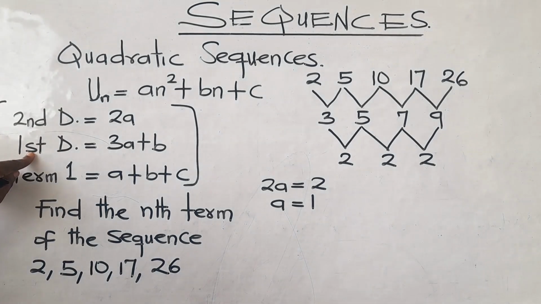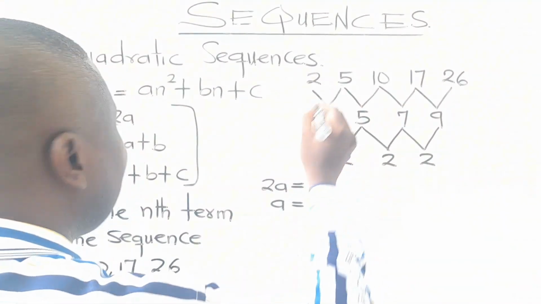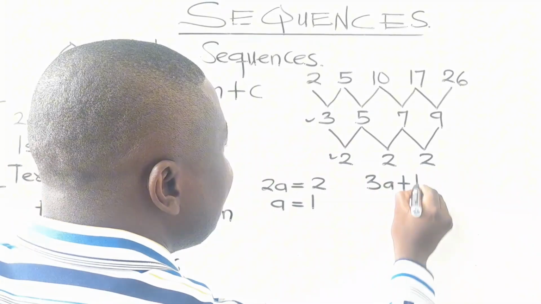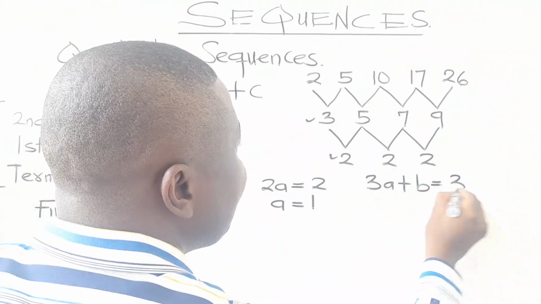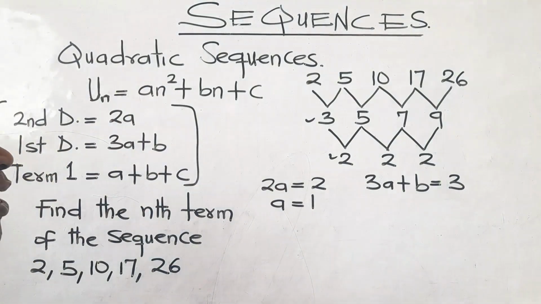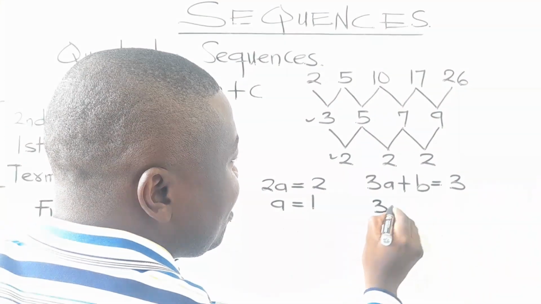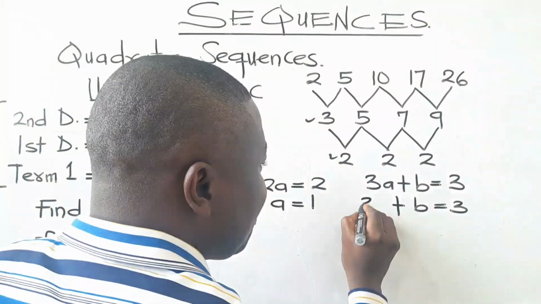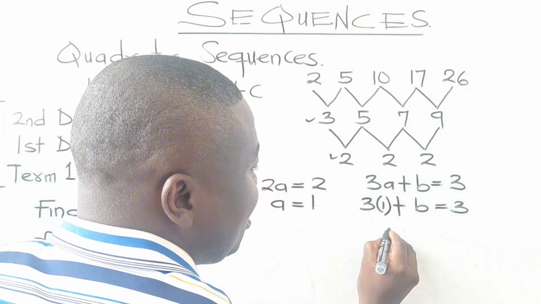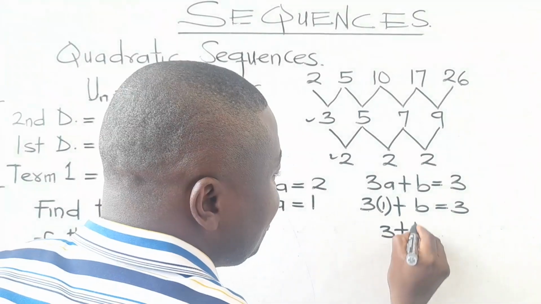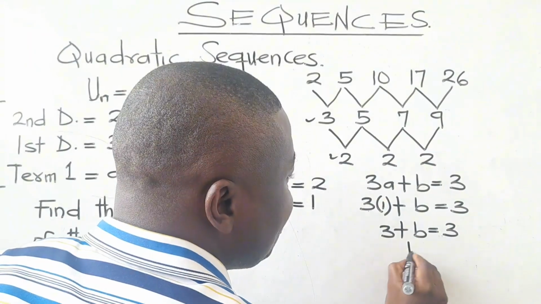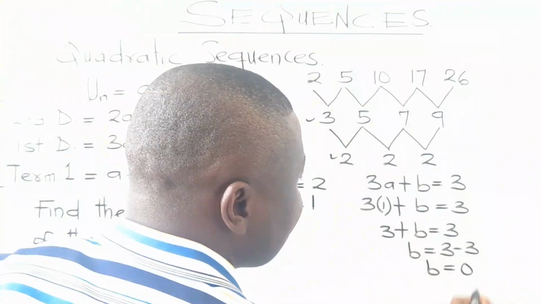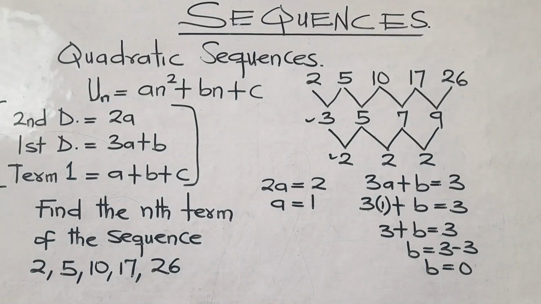First difference now. 3a plus b equals 3. And we know a is 1. So 3 times 1, so you will not be confused, 3 plus b equals 3. So b equals 3 minus 3. So b is 0.